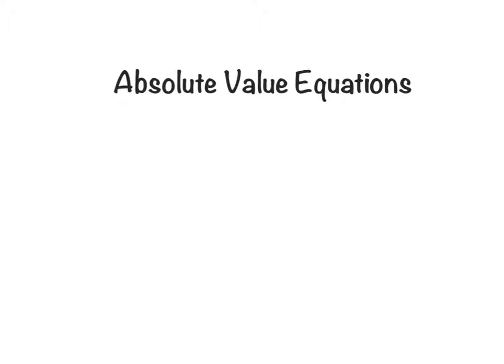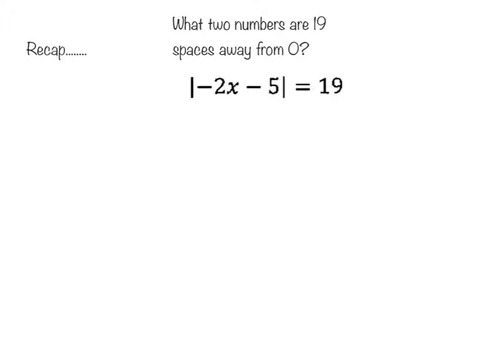We're on day 2 of absolute value equations. Yesterday, we talked about writing 2 equations because there are 2 numbers that are a given distance from 0. So what I will do is first a little recap. This is not on your paper, so just watch.